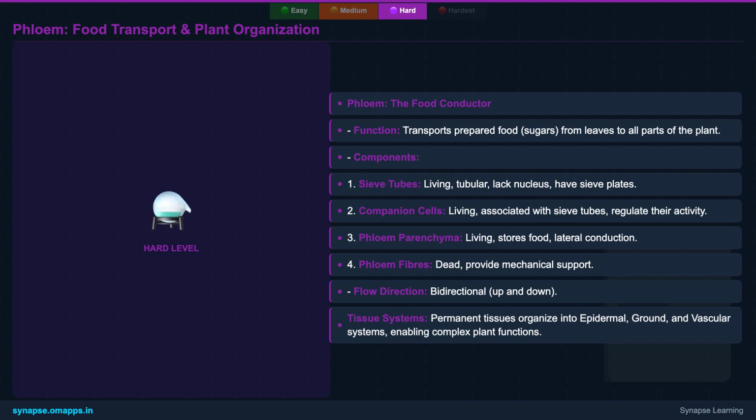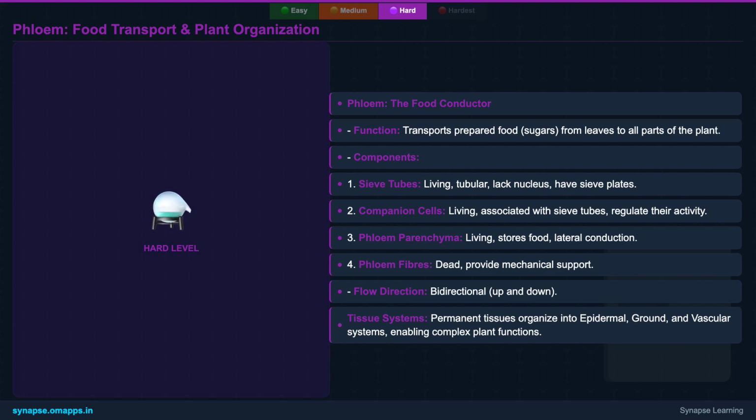Like xylem, phloem is also a complex tissue with 4 components: living sieve tubes with perforated sieve plates, living companion cells that regulate sieve tube activity, living phloem parenchyma for food storage, and dead phloem fibers for support. Unlike xylem, phloem transport is bidirectional, moving food both up and down.